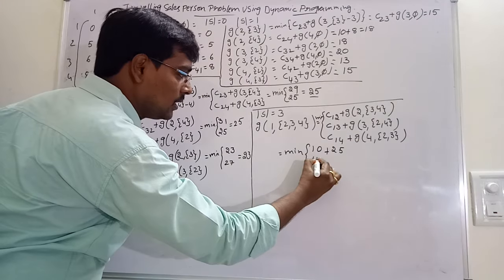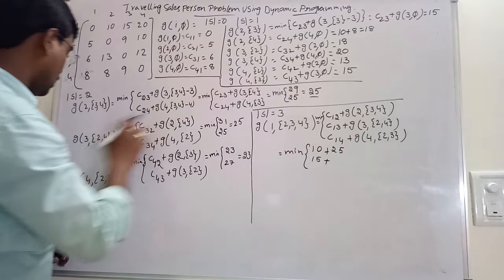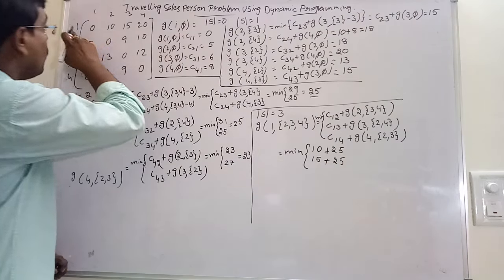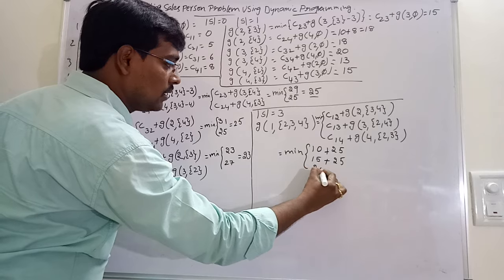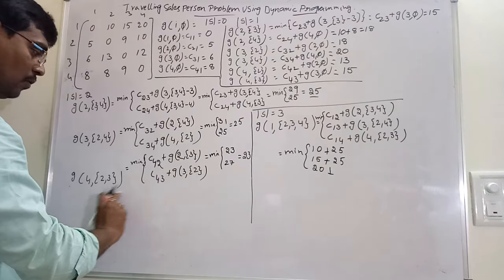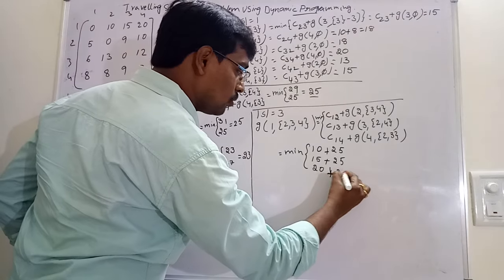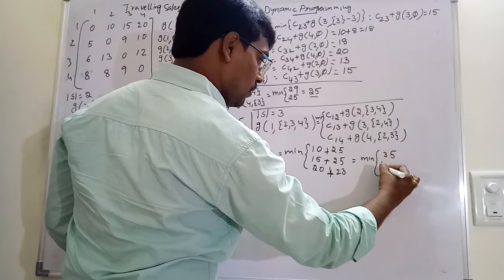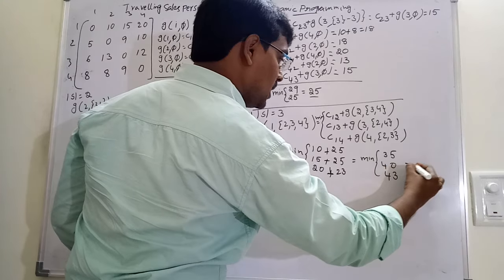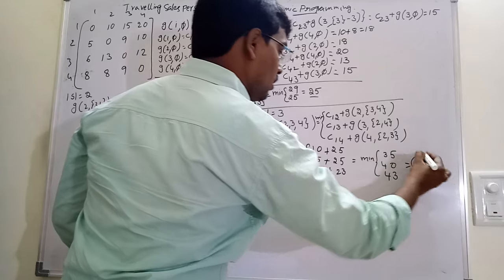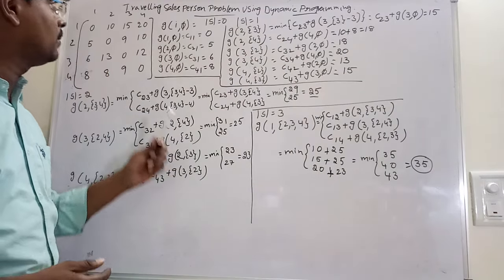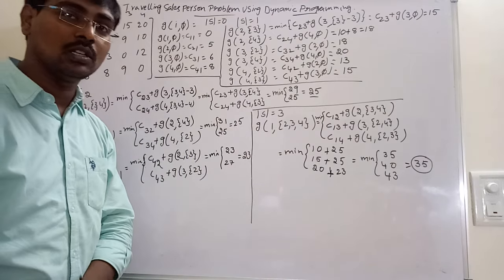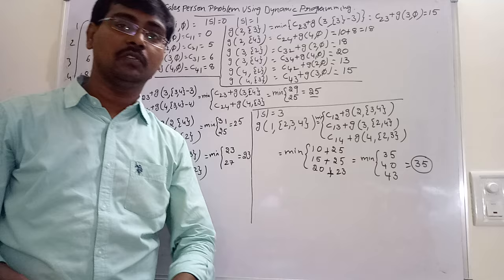C13 value is 15 plus G of 3 comma {2, 4}. That value is 25. C14 value is 20 plus G of 4 comma {2, 3}. That value is equal to 23. That is minimum of 35, 40, 43. So minimum value is 35. So in the traveling salesperson problem, we are starting at one vertex, visit all other vertices and exactly reach the starting vertex with the minimum cost of 35.